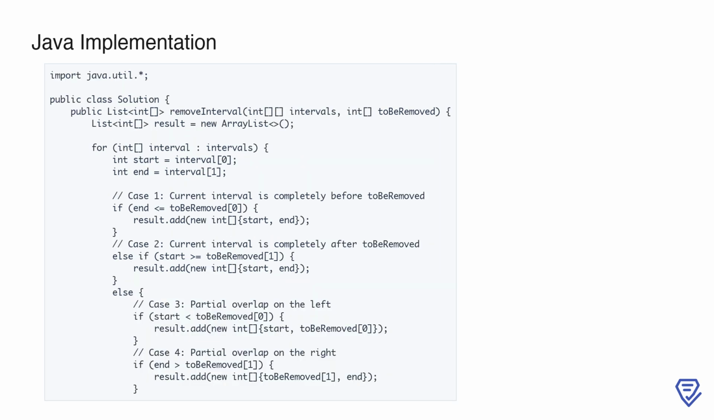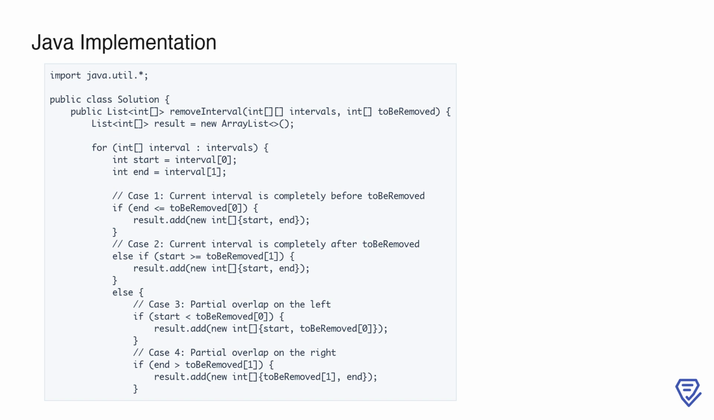Here, we begin the implementation of the removeInterval method, which takes in a list of intervals and a specific interval to be removed. First, we create a list to store the resulting intervals after the removal operation. Then, we iterate through each interval in the intervals array. For each interval, we extract its start and end points. We handle 4 possible cases. In the first case, if the end of the current interval is less than or equal to the start of the interval to be removed, it means there is no overlap, and the current interval is completely before the interval to be removed. So, we simply add it to the result list.